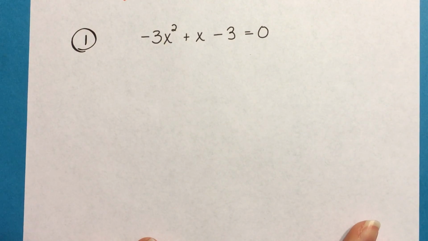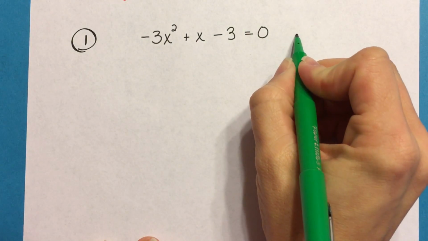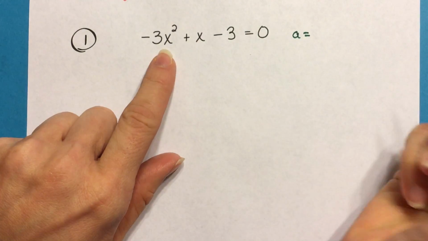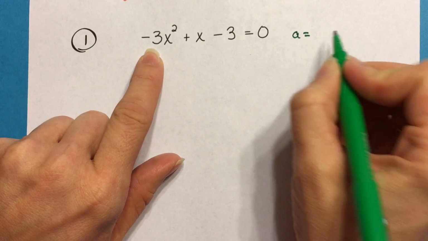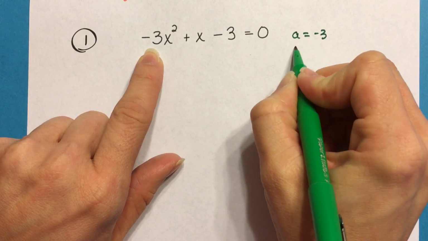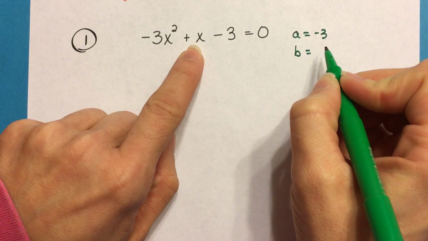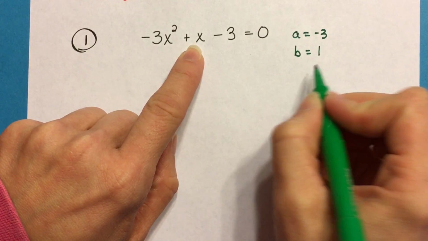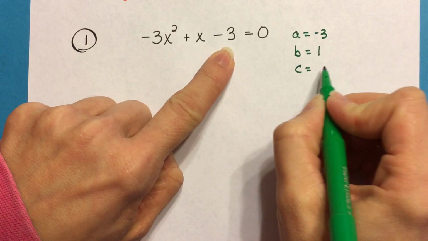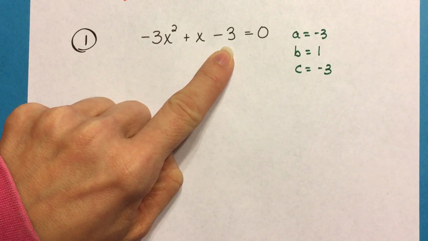So going through those steps, if you remember, a is going to be the coefficient of the x squared, so that means that a would be -3. B is going to be the coefficient of the x, which would be +1. And C is going to be your constant, which is -3.